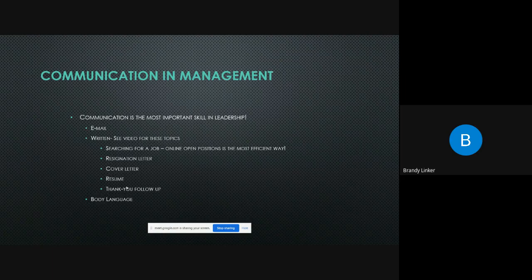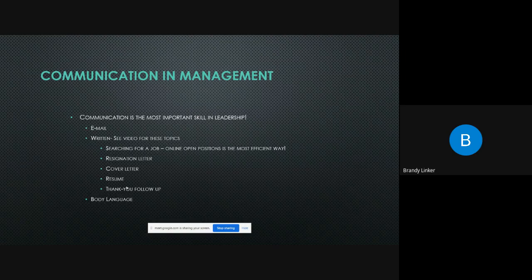Cover letters. So cover letters are a good way to introduce yourself. The first paragraph of the cover letter should give a short, very brief overview of who you are and why you'd be good for the job. And then the second paragraph is how you relate to the organization's mission, vision, and values. Okay.